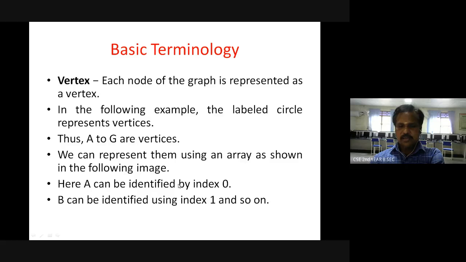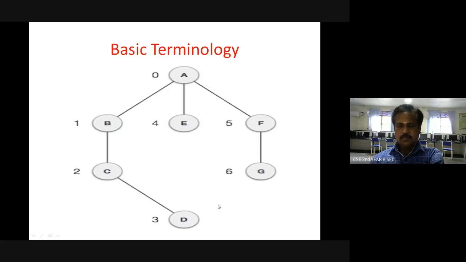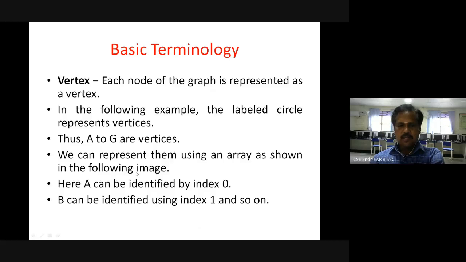Here A can be identified by index 0, B can be identified by index 1. In the previous diagram I told you, A can be identified using index 0 and B using index 1. This is identified by index 2, this is 3, this is 4, and 5, 6. So using the index position, we can specify the particular node.